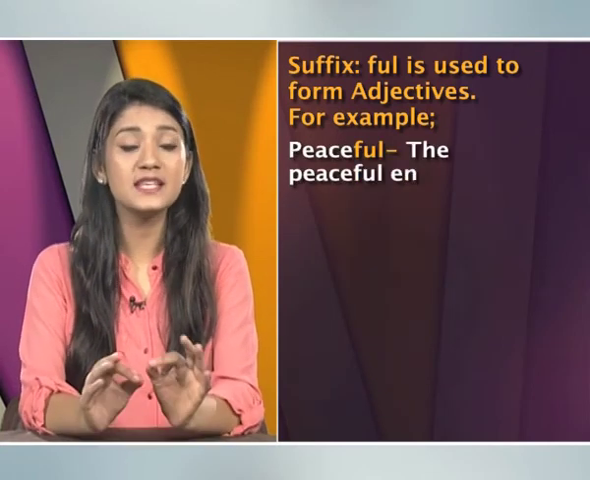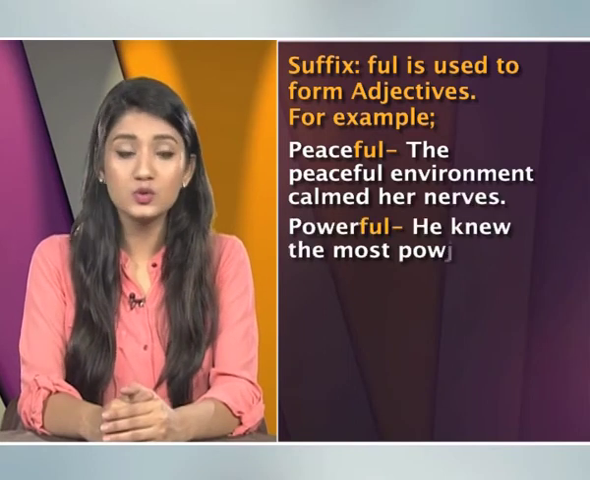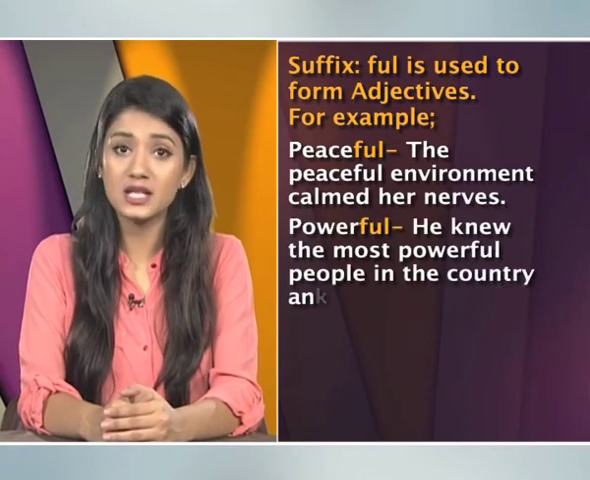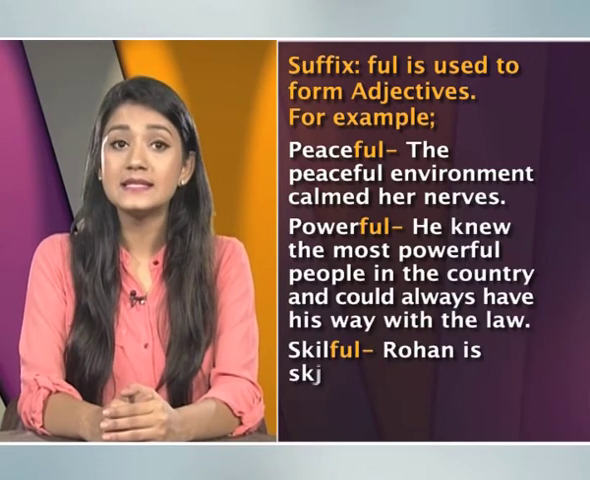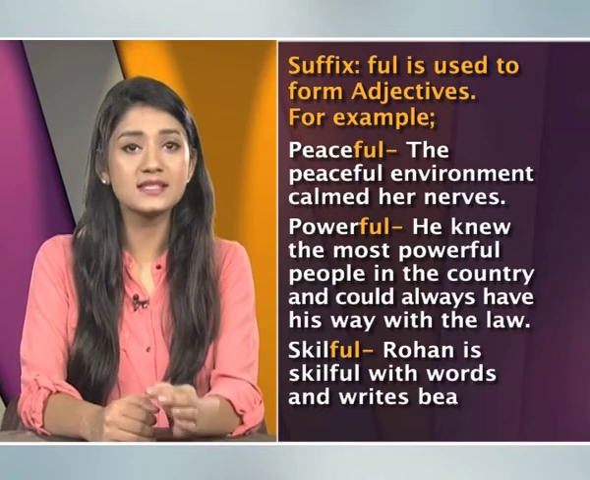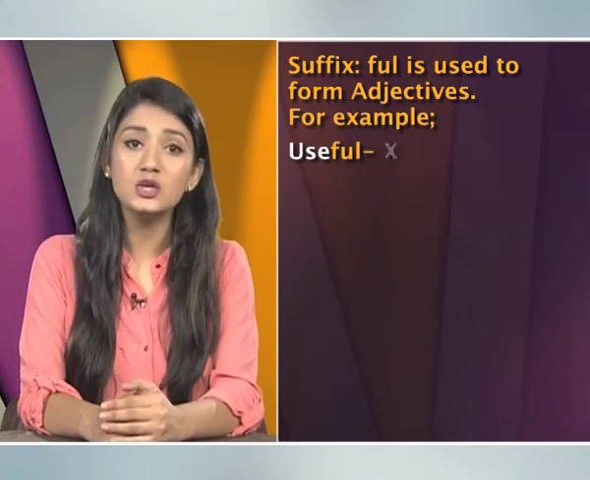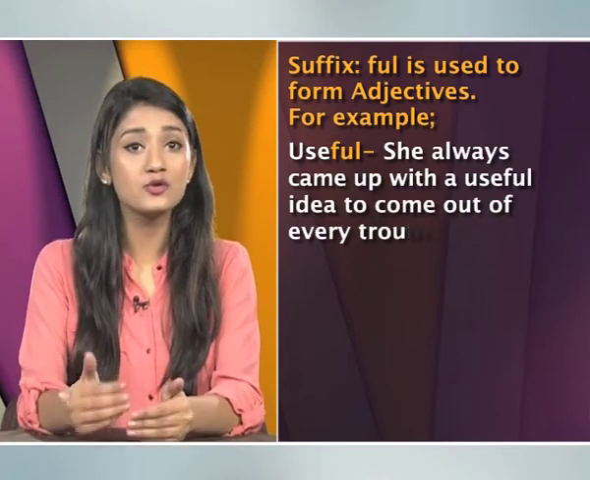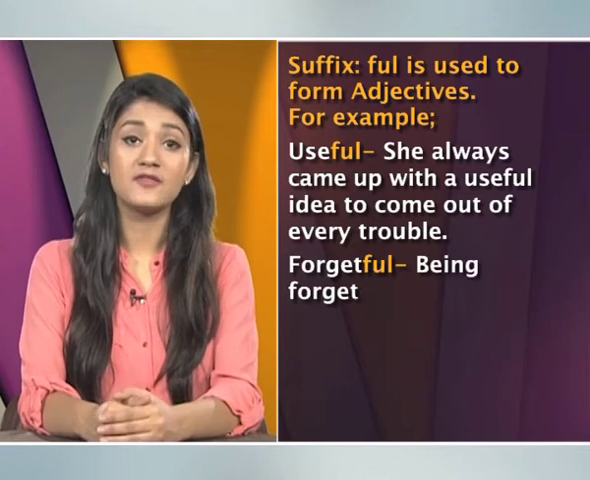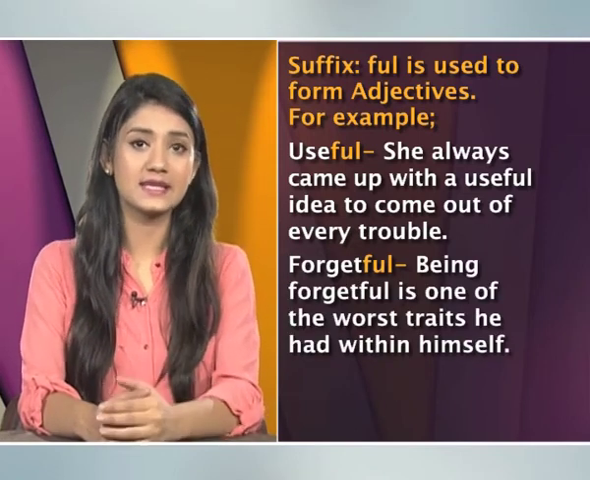Peaceful, the peaceful environment calmed her nerves. Powerful, he knew the most powerful people in the country and could always have his ways with the law. Skillful, Rohan is skillful with words and writes beautiful poetry. Useful, she always came up with a useful idea to come out of every trouble. Forgetful, being forgetful is one of the worst traits he had within himself.